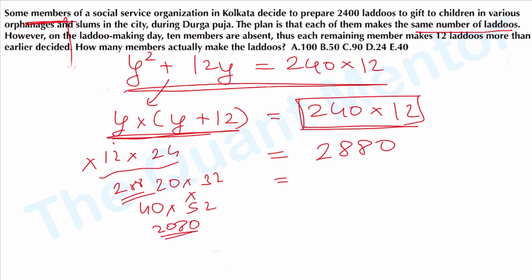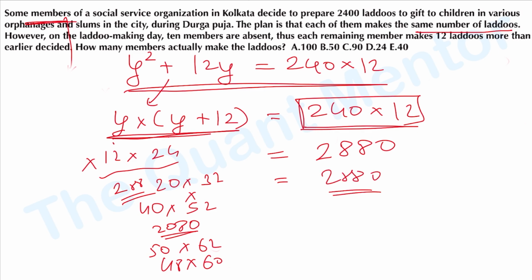Let's take 50. 50 into 50 plus 12 is 62. 50 into 62. That exceeds 2880. So it has to be less than 50, and a factor of 2880. So let's try something less than 50. Let's try 48. So 48 into 48 plus 12 is 60. Bingo. And that gives us 48 into 60 gives us 2880, right?